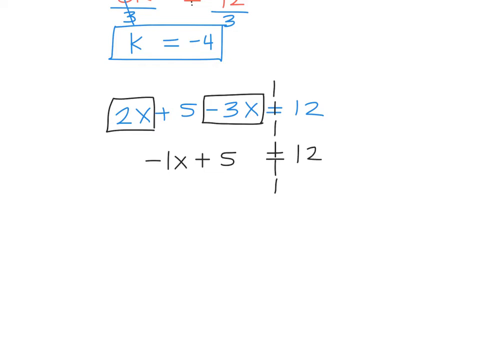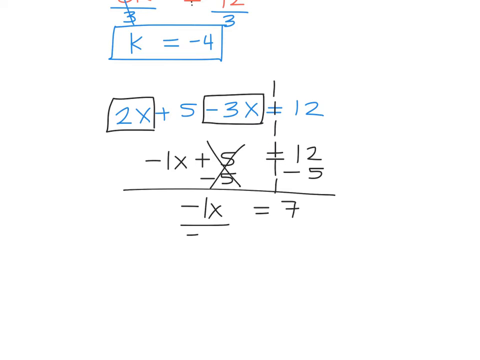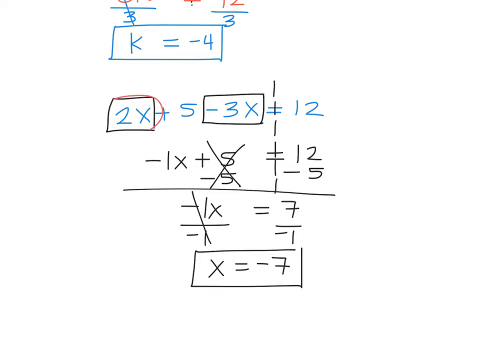Okay, then we're going to subtract 5 from both sides. So we get a negative 1x, this is gone, equals 7. And then you would divide by negative 1. So x equals, these cancel, negative 7. Okay, so just notice the difference. In this one, your x's were on the same side. That's just combining like terms like we did in lesson 2-3.